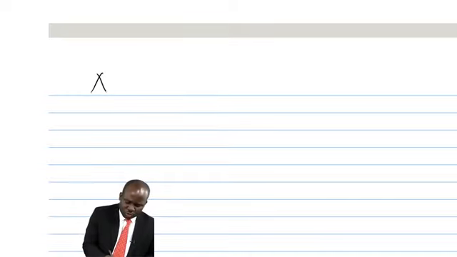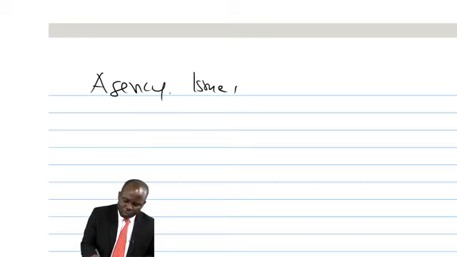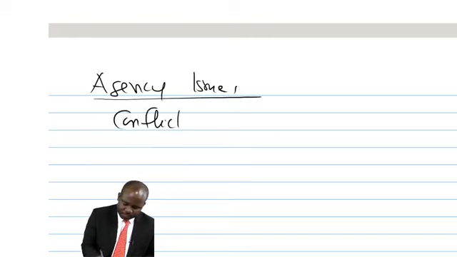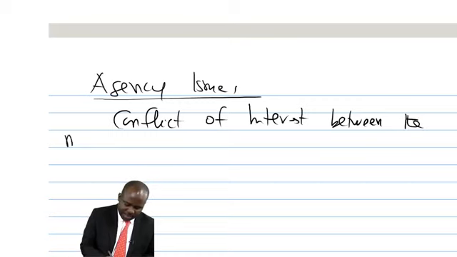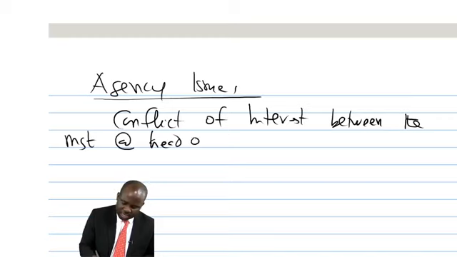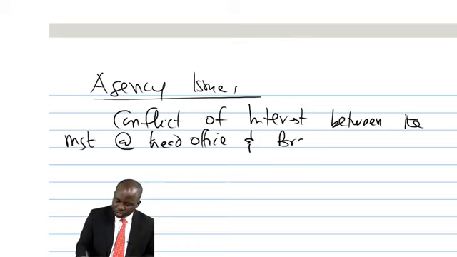So what are the agency issues? Straightforward, your agency issues here will simply be the conflict of interest between the management at head office and the branches.